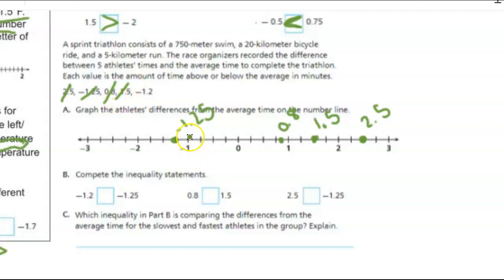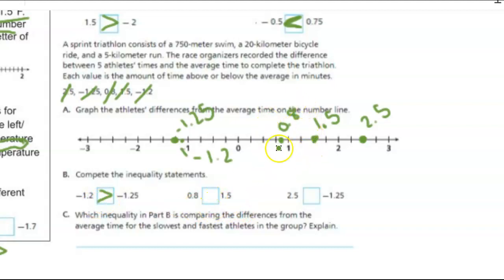And negative 1.2, which will be right before this negative 1.25. Now we're going to use our dots on the number line to do inequalities, which is less than or greater than. Negative 1.2, which is right here, and negative 1.25. Negative 1.2 is farther on the right-hand side, so it is greater than.